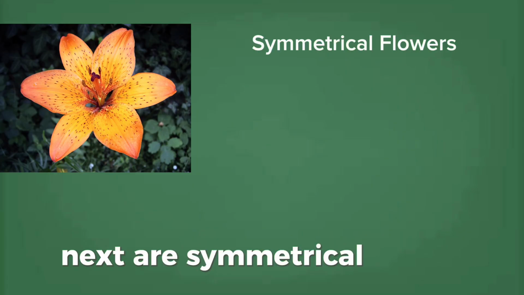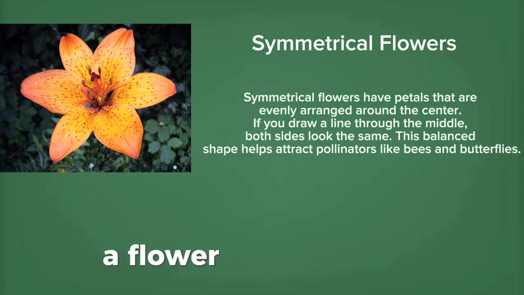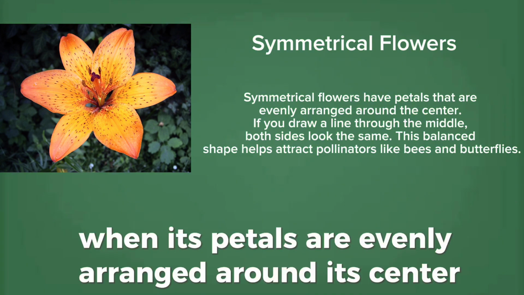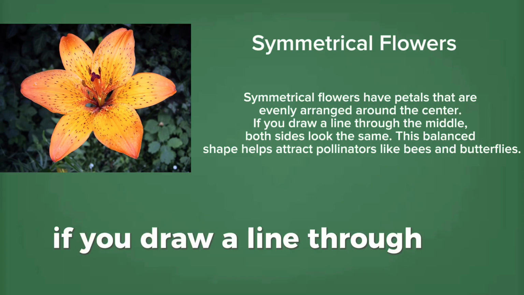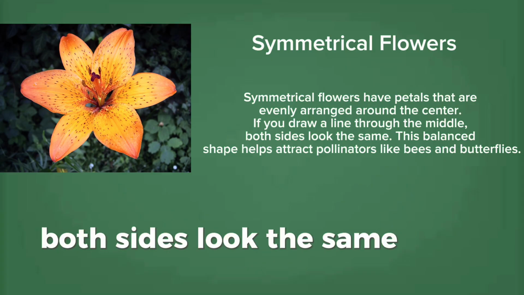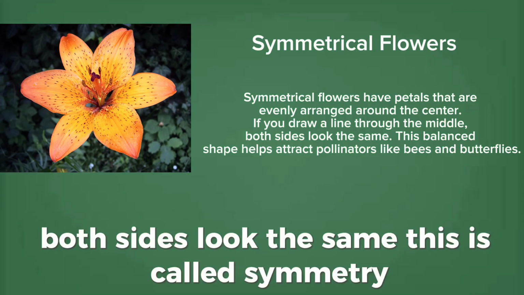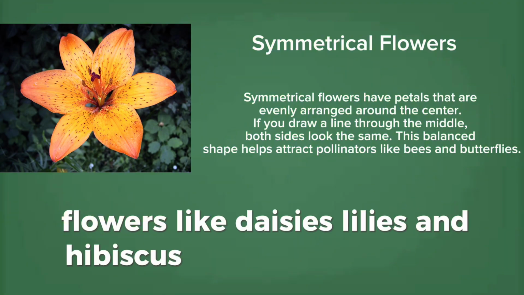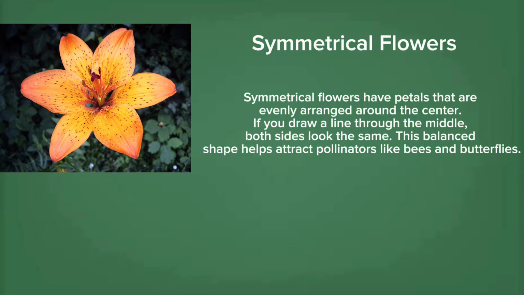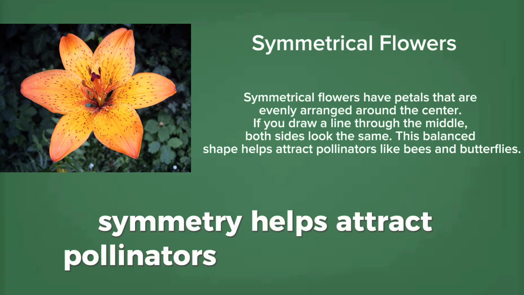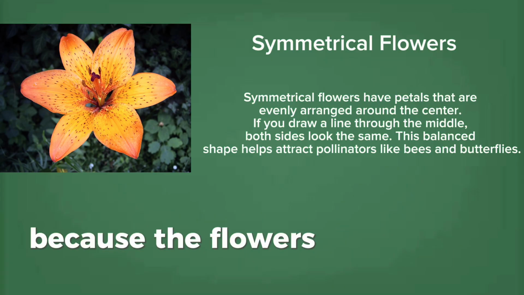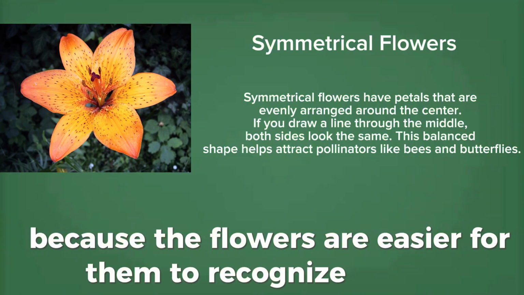Next are symmetrical flowers. A flower is symmetrical when its petals are evenly arranged around its center. If you draw a line through the middle, both sides look the same. This is called symmetry. Flowers like daisies, lilies, and hibiscus show this beautiful pattern. Symmetry helps attract pollinators such as bees and butterflies because the flowers are easier for them to recognize and land on.